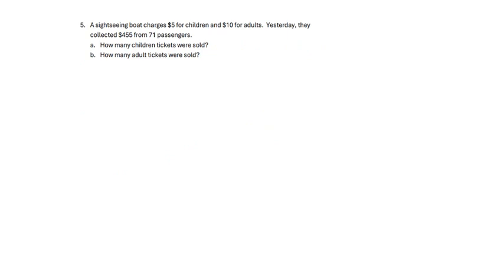You'll notice in the second sentence that they collected $455 from 71 passengers. So that's 2 different things. One's asking about money, and the other's asking about the number of passengers. Also, notice in the first sentence, they charge $5 for children and $10 for adults. That means there's 2 types of passengers, children and adults. So the best strategy is to come up with 2 equations, one for passengers and one for money.